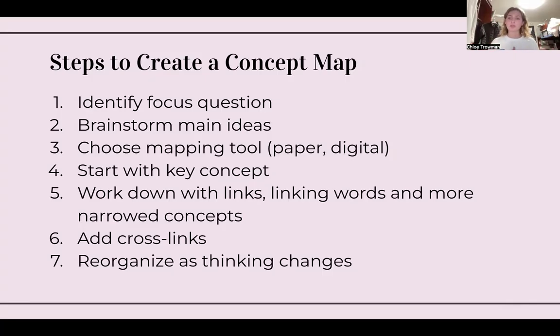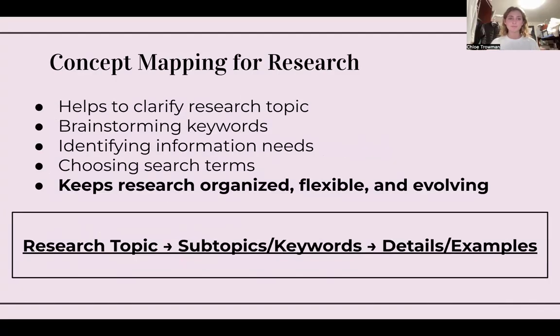So then I choose a mapping tool. Traditionally, I just use paper because I'm not much of a tech savvy person, and I just like to use a pencil and let my ideas flow. I start with one key concept at the top of the paper, and then I work my way down with links, linking words, and more narrowed concepts. Once I'm finished with that, I try to start adding cross links and being creative with which concepts I think could possibly connect to each other. And as I'm going, I oftentimes reorganize my concept maps and erase some parts, add some parts, because my thinking changes as I'm able to project it on a piece of paper.